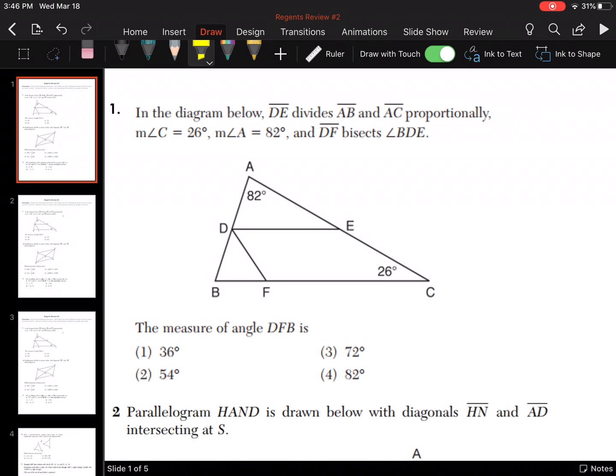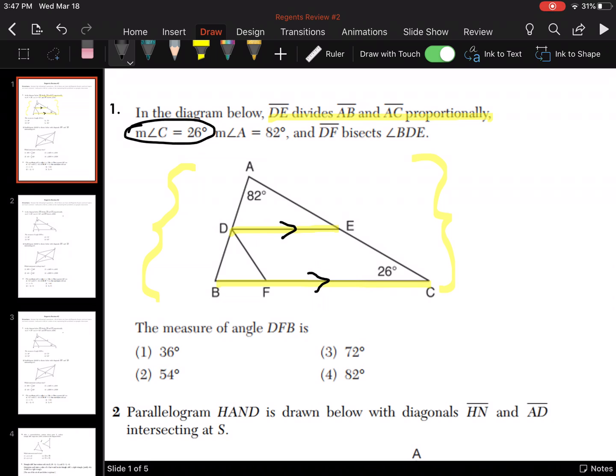All right, so as always, don't forget to read what's above the picture. Here it says in the diagram below, DE divides AB and AC proportionally. That might not mean much to you right now, but I'm going to highlight DE, and if it divides AB and AC proportionally, that's their indirect way of telling you that DE is parallel to BC. And now if two lines are parallel, we're going to have a few things happen. For right now, we're just going to leave it at that and keep reading.